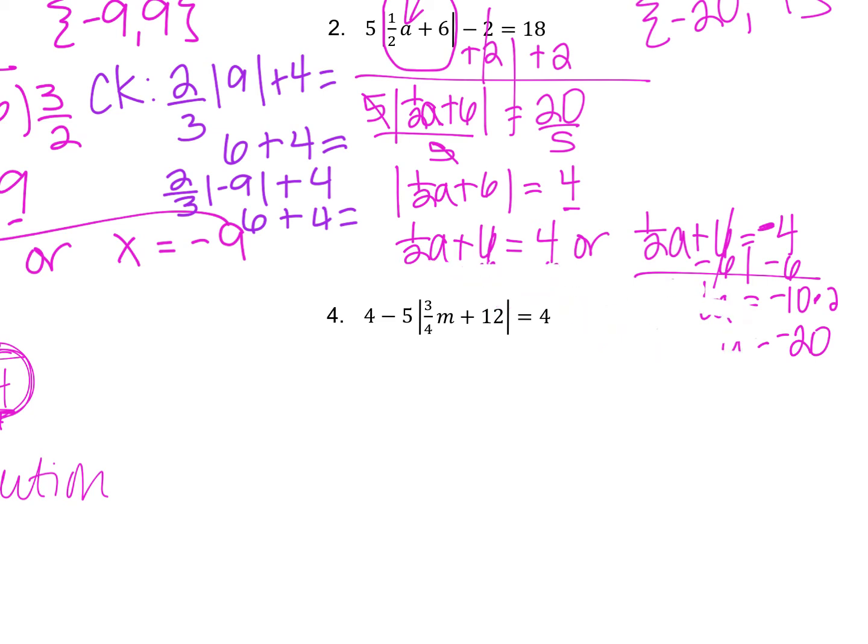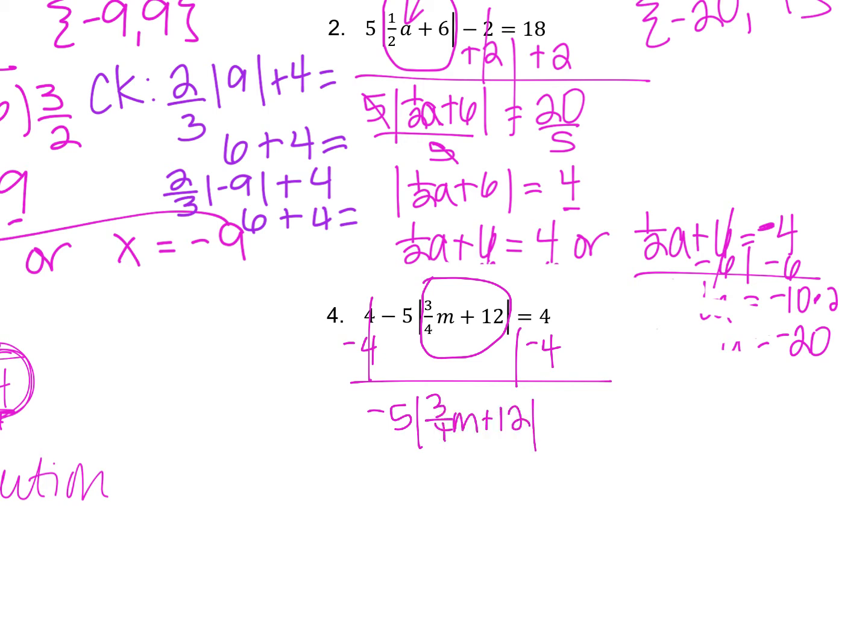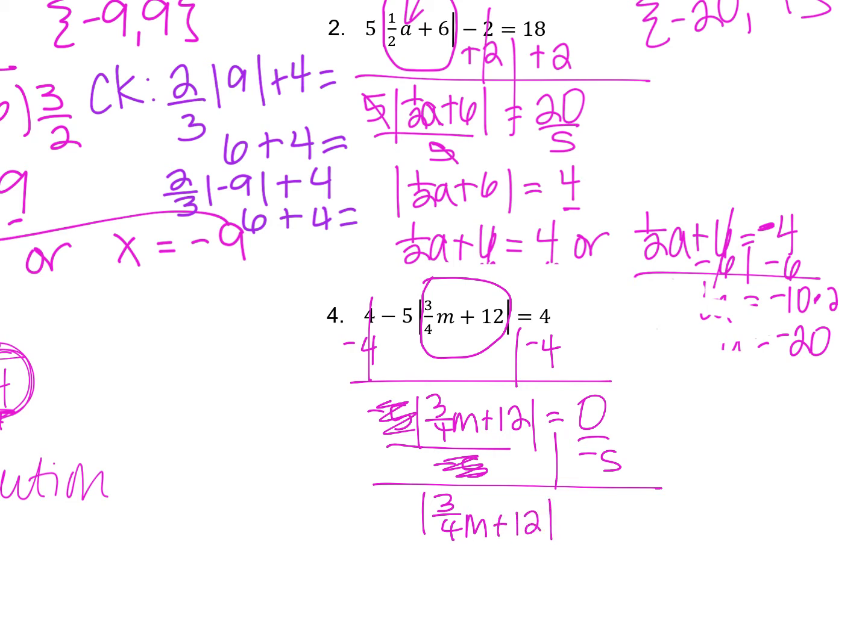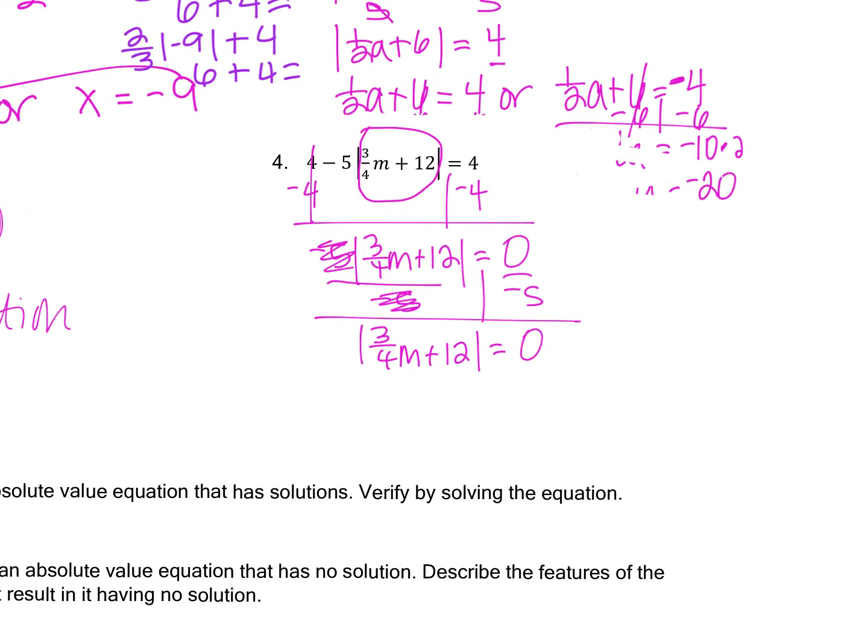So again, if it helps you, circle what you're taking the absolute value of, so you know you have to isolate that. I first have to subtract 4. So I get -5, absolute value of 3/4 m plus 12 equals 0, and then divide by -5. So absolute value of 3/4 m plus 12. 0 divided by any number is 0. So I've isolated my absolute value.